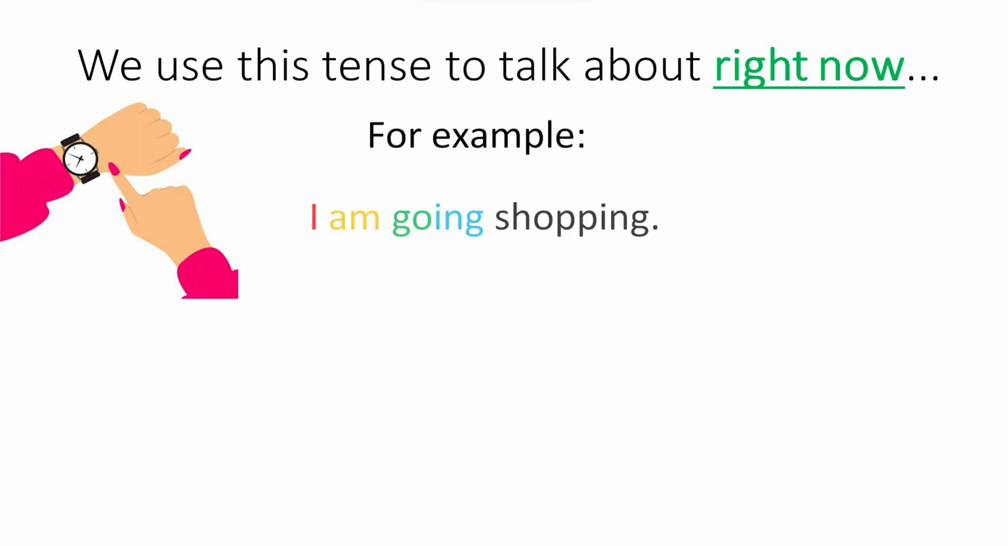For example, I am going shopping. This means that right now I am going shopping. Not 5 minutes ago, not 5 minutes in the future, but right now. We are singing a song. Again, this means right now we are singing a song.